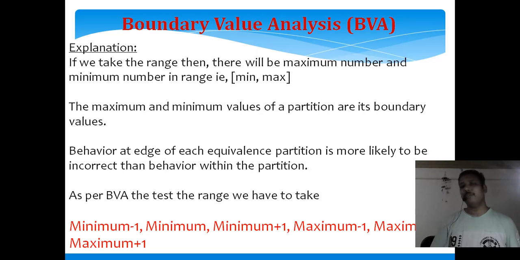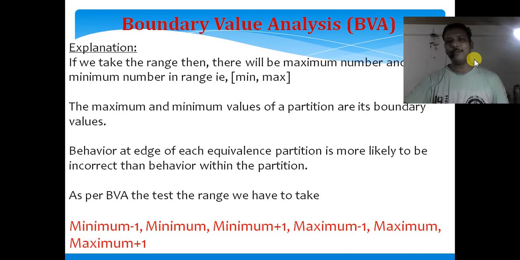So instead of taking any value from the partition, in boundary value analysis we take the values nearer to the boundaries. As per BVA, first see what the minimum value is: 18, and the maximum is 60 in my example. So you take values nearer to the boundaries: minimum minus 1, minimum, minimum plus 1, then maximum minus 1, maximum, maximum plus 1. So how many test cases do you have to write? We have to write 6 test cases.